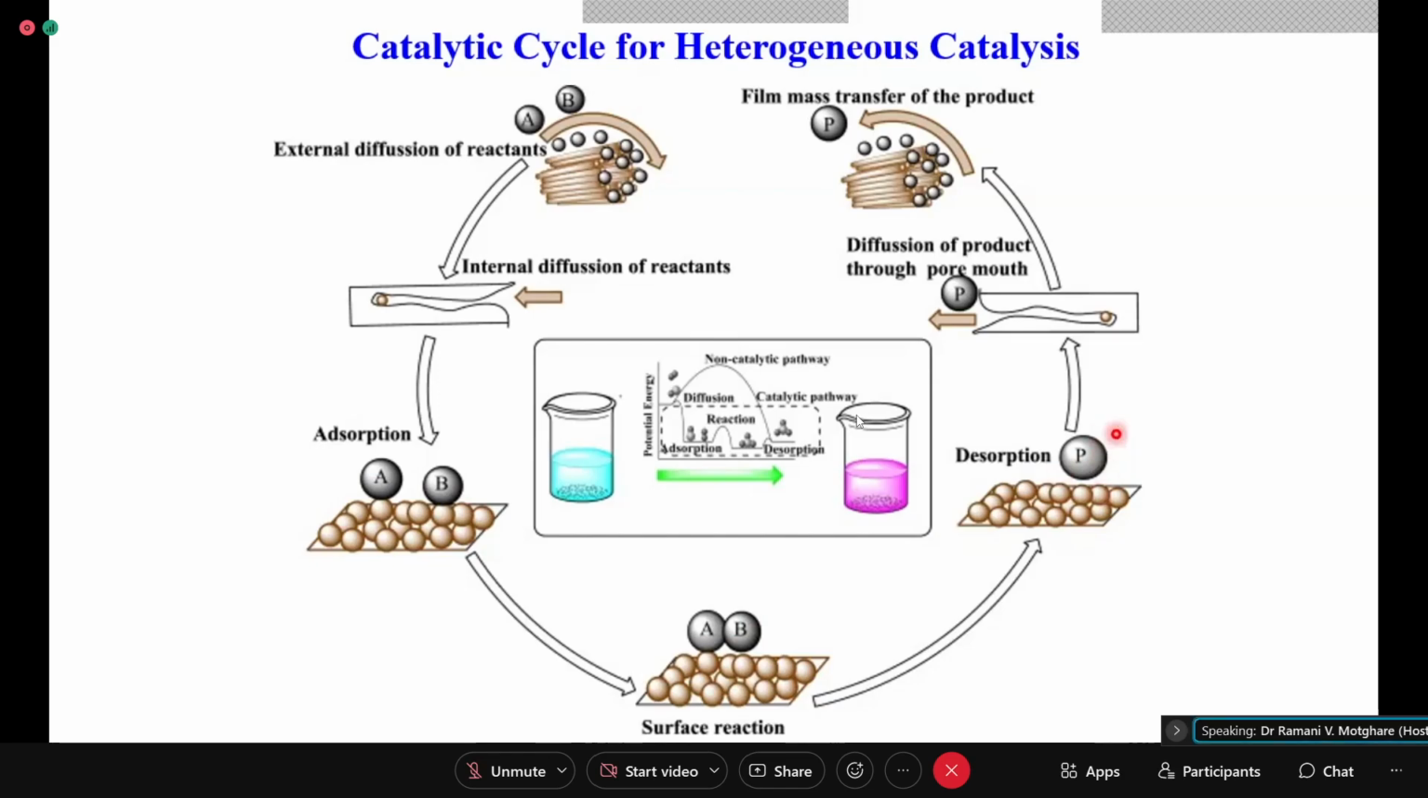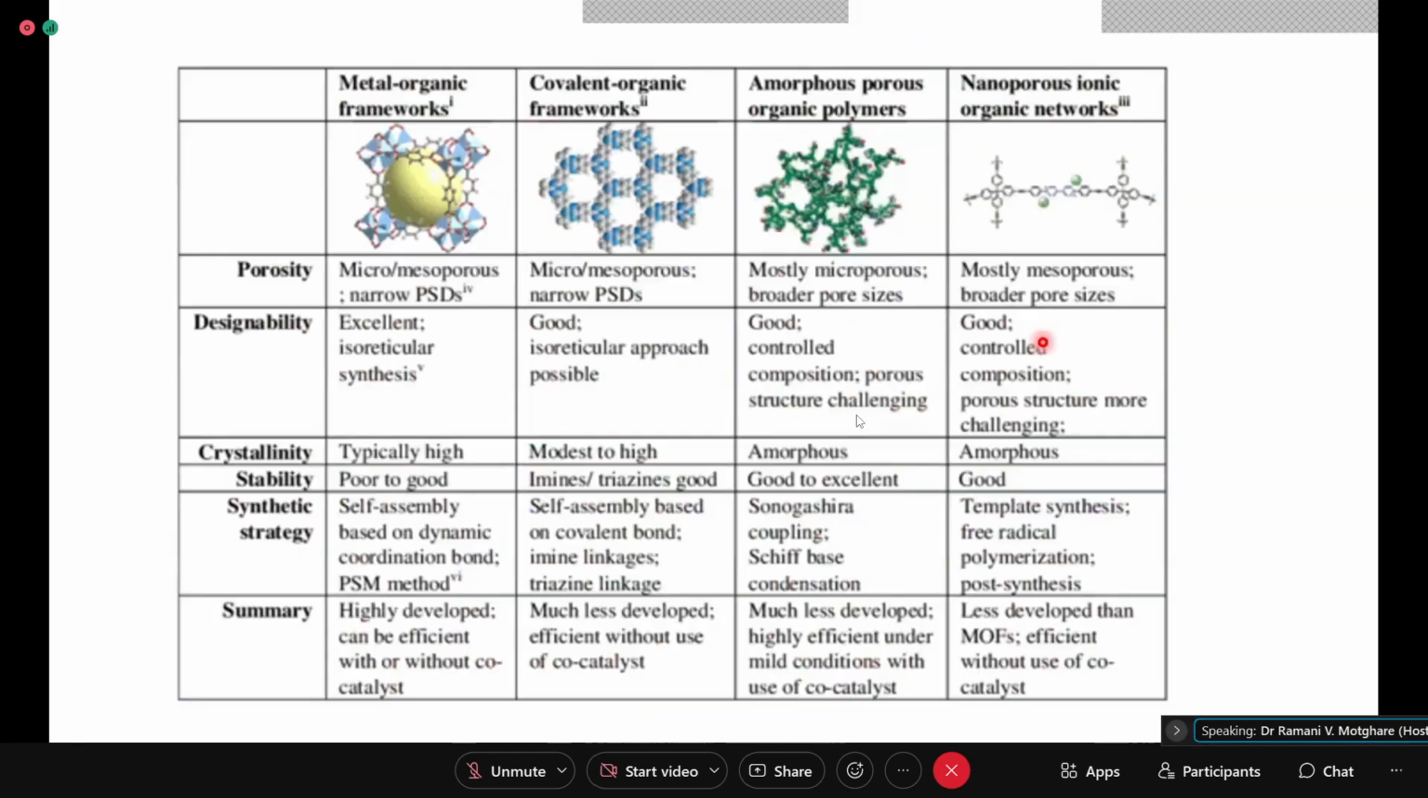So once the product is formed, the product is diffused out from the pore or the active site or from the surface, and that is how your catalyst is regenerated, and the film mass transfer of the product takes place, or the product is removed from the surface of the catalyst. Okay.